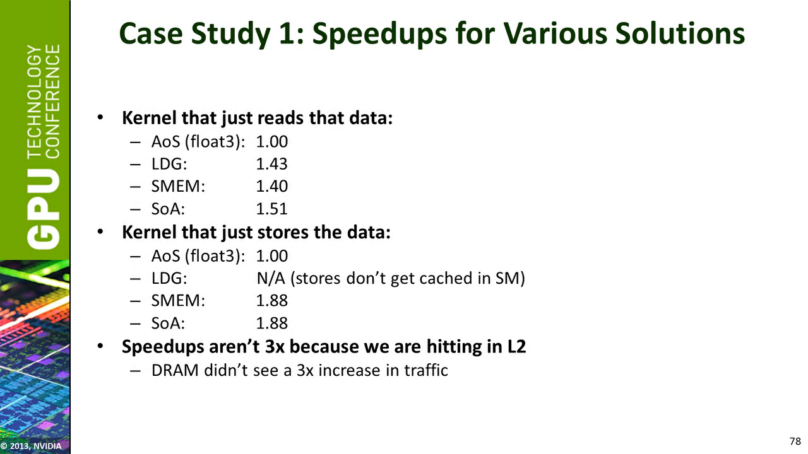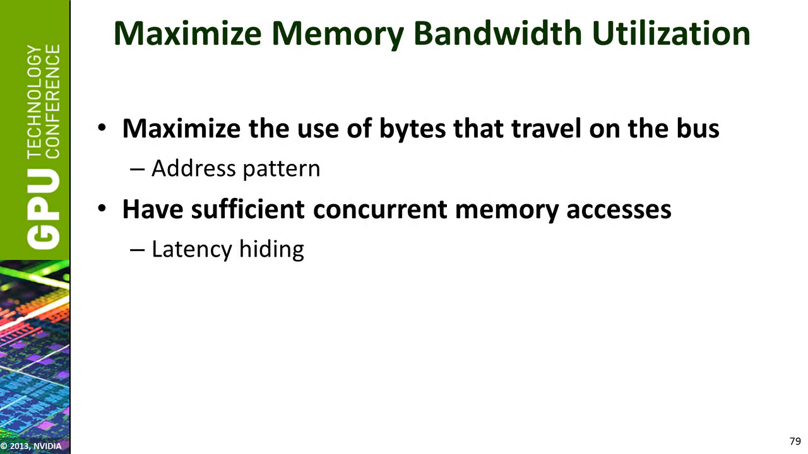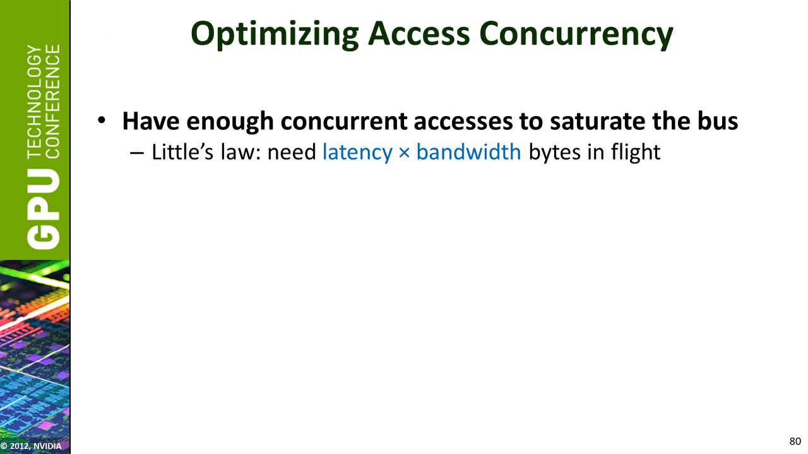To keep the memory bus busy, we have to issue enough memory requests. To know how many bytes you have to have in flight at any given point, you take the latency for memory access and multiply it with bandwidth. This tells you the total number of bytes that have to be traveling on the bus at any given point in order to hit that theoretical bandwidth or close to it.